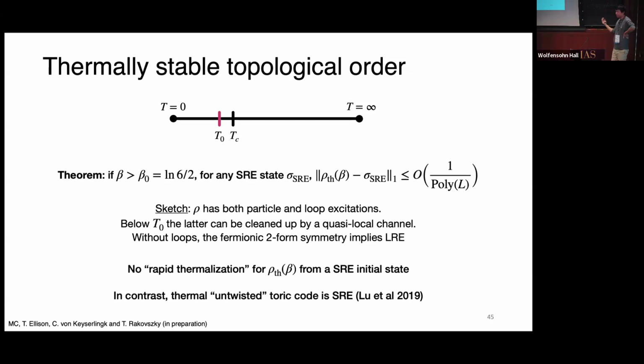And here's a sketch of the argument. What happens is that thermal states have both particle and loop excitations. They occur with some probability given by the Gibbs distribution. Now below this Tc, we can remove all these loop excitations by a quasi-local quantum channel. But then without the loops, you restore the exact fermionic two-form symmetry, and that implies long-range entanglement. And that can be quantified precisely in this form.